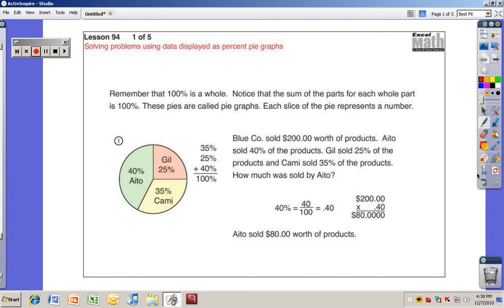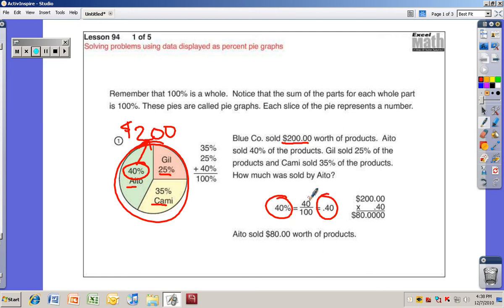It says Blue Company sold $200 worth of products. Ato sold 40% of the products. Gil sold 25%. And Cami sold 35% of the products. How much was sold by Ato? Well, if Ato sold 40%, then he sold 40% of the whole thing, and the whole thing is $200 worth of products. He sold a little bit less than half of that 200. 40% is the same thing as 0.40, and so all you have to do is a multiplication problem of $200, the amount that the company sold, times the 40% that Ato sold.